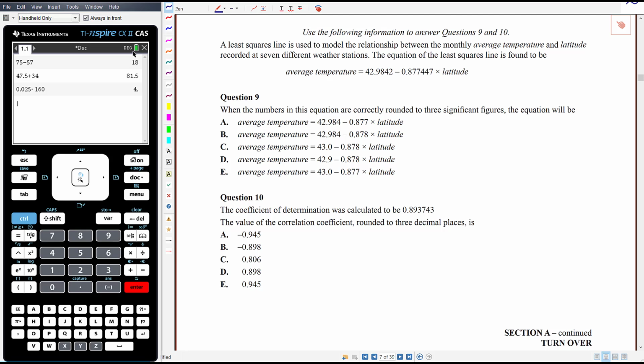Okay, so this is not a question about regression or data analysis. This is a question about rounding. And this is a reaction to the fact that every year they comment on the fact that students struggle to round correctly to significant figures.